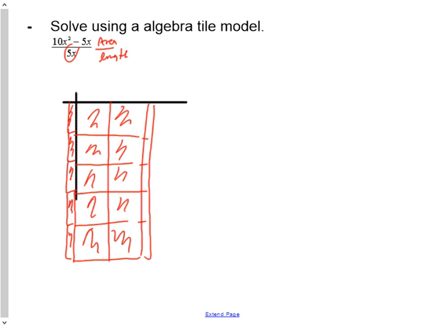So then I'm going to ask myself, x times what is x squared? It's going to be a positive x times a positive x. And an x times what is a negative x? It has to be a negative 1. So therefore, the missing side length is 2x minus 1. Does that make sense? Yeah.